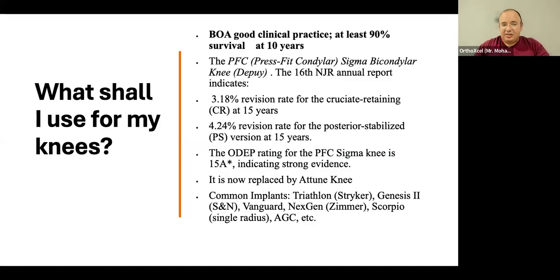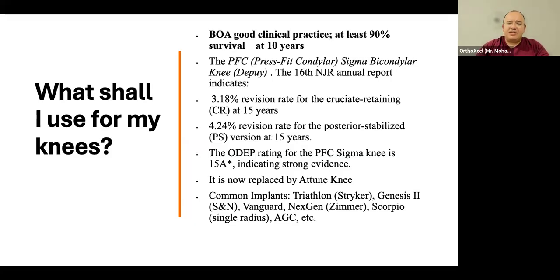The most common and the most successful knee was the PFC, which is the Press Fit Condylar, coming from DePuy Synthes from Johnson & Johnson. And this has been in the market for a very long time. It has a 15A plus, which is the highest ODEP rating in the market, because the revision rate for its CR implant was 3.18, and the revision rate for the PS implant was 4.24. It's now replaced by the Attune knee and is giving good results, but it's still very young in the market. So the ODEP rating for the Attune knee is 7 years, not more than this, waiting for the new report.